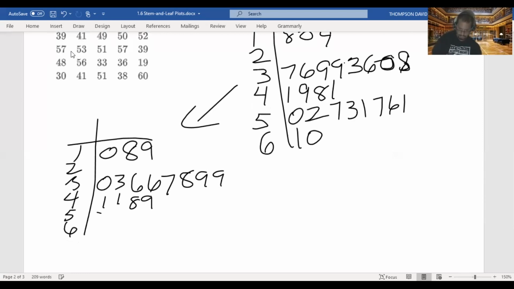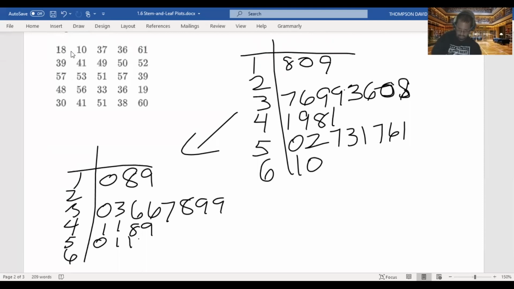Our 5 row, 0, 1, 1, 2, 3, 6, 7, and 7. And our 6th row, 0 and 1.